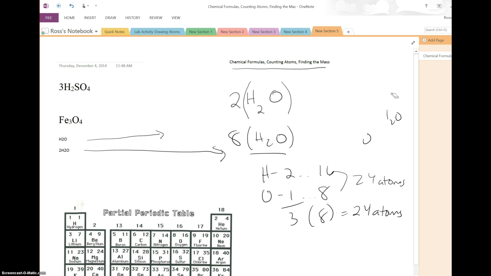You just got to remember that this little 2 is just referring to the H here, but this big number outside is applying to this, and it's applying to this. It's multiplication, PEMDAS.